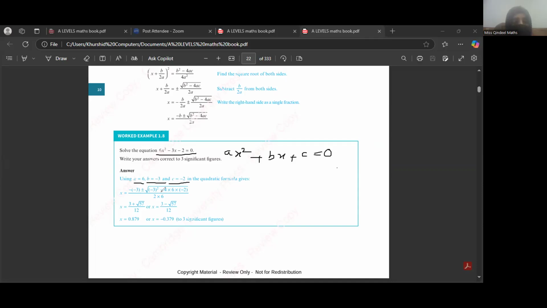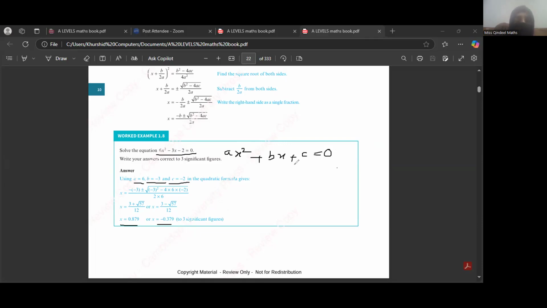Now we have to just plug in the values in the standard quadratic formula, that is minus b plus minus under root b square minus 4ac divided by 2a. And if we plug the values in this formula, we will find the values of x. Here we have two values that are significant up to 3 digits. So in this way, we can find the solution of any quadratic equation.